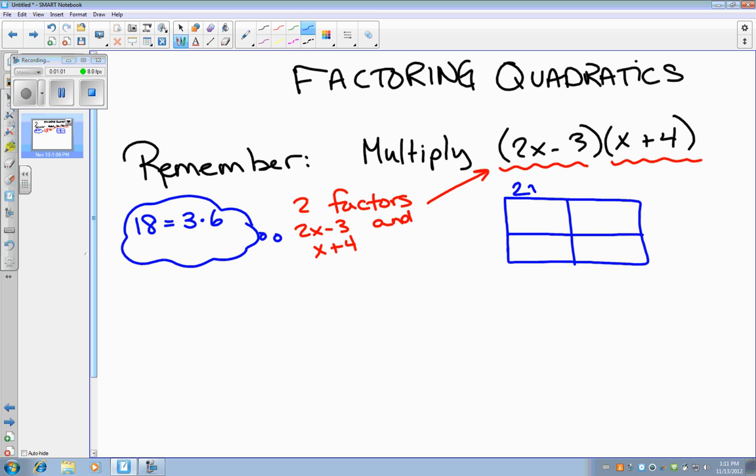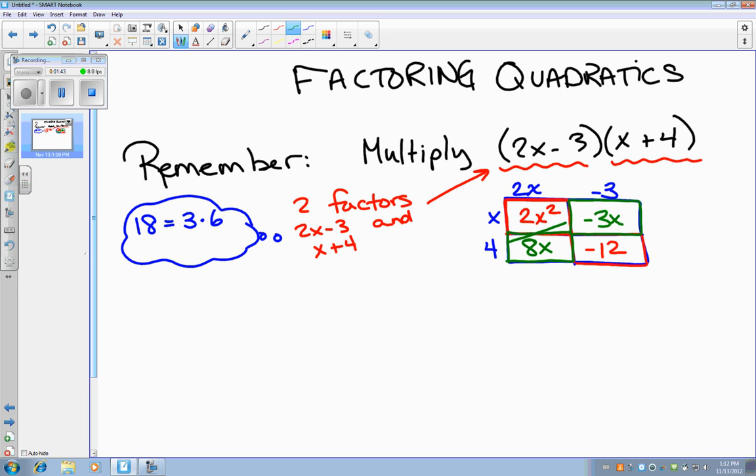And so you might have had one side be 2x minus 3 and the other side be x plus 4. And then maybe you went and found the area of each of these little rectangles. So this would be 2x by x, which is 2x squared. And this would be 4 times negative 3, which is negative 12. And then you had, let's see, this would be x times negative 3, which would be negative 3x. And this would be 4 times 2x, which is 8x.